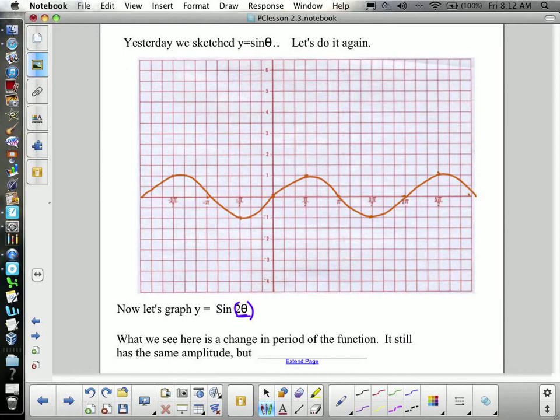When I put the 2 inside, what that means is instead of completing 1 period in 2 pi units, it's going to complete 2 periods in 2 pi units. If I put a 5 in there, it would complete 5 periods in 2 pi units. So instead of getting 1 full wave in 2 pi, we're going to get 1 full wave in pi. Not changing the amplitude, the period. And we're going to do it again.